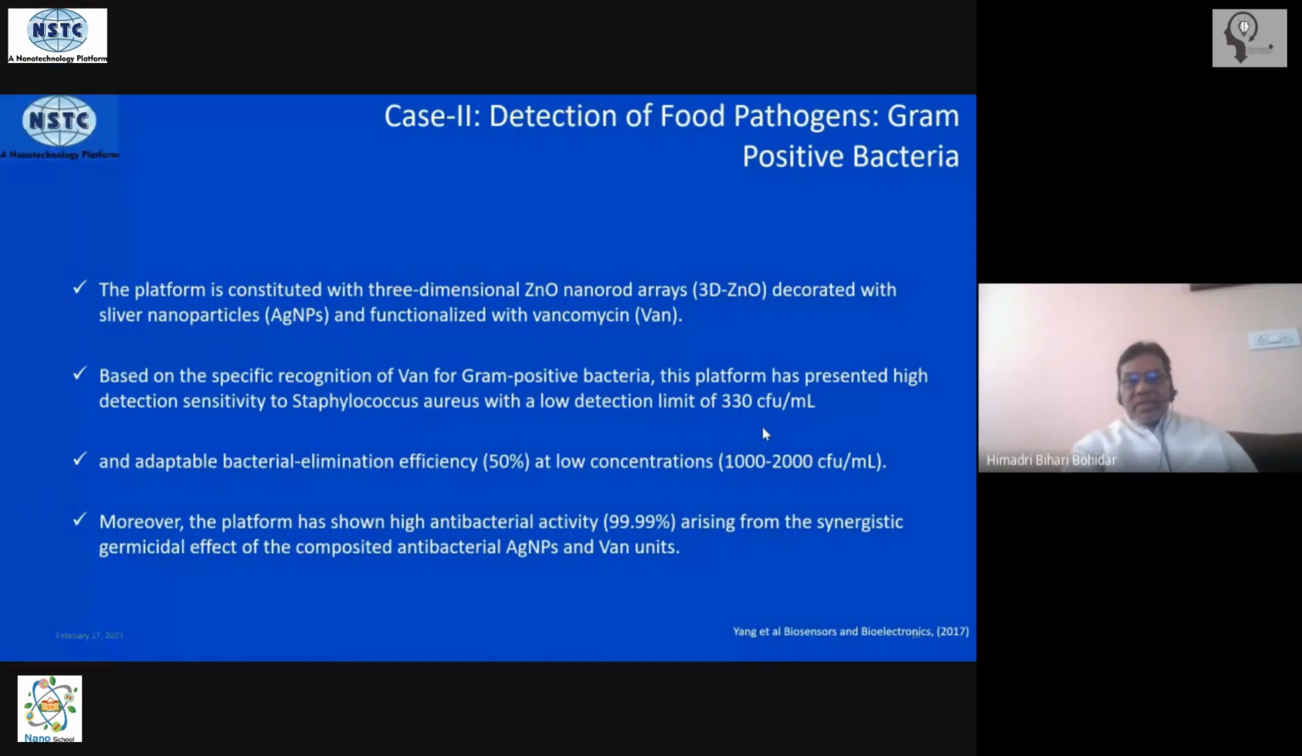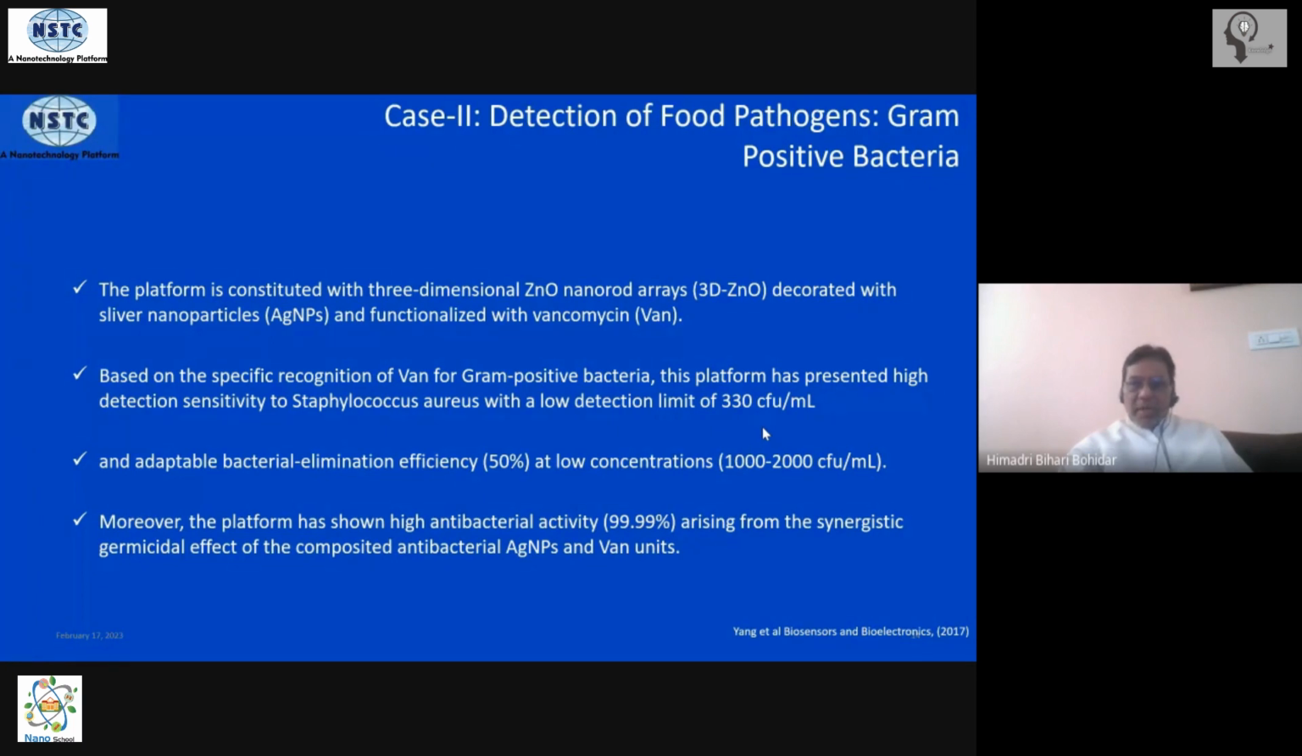This is detection of food pathogens, gram-positive bacteria. Again, we are going to make a nano platform, where the working electrode will have a nanomaterial on its surface. In this particular case, it is going to be zinc oxide, with a morphology of rod shape arrays. In addition to that, we are also going to have silver nanoparticles on it and the very well-known antibacterial agent vancomycin there. Because the purpose of this study is not only to detect, but also to eliminate the bacteria from the sample. That is the objective of this experiment.